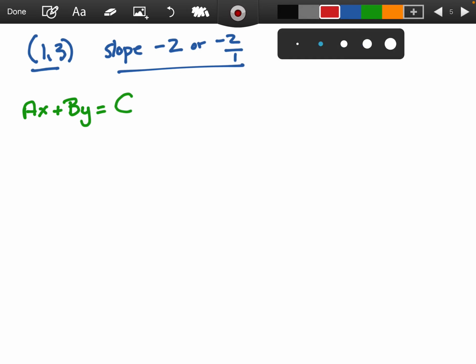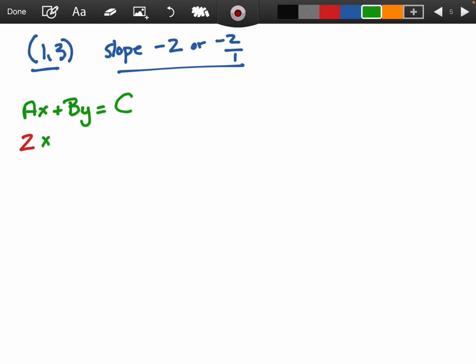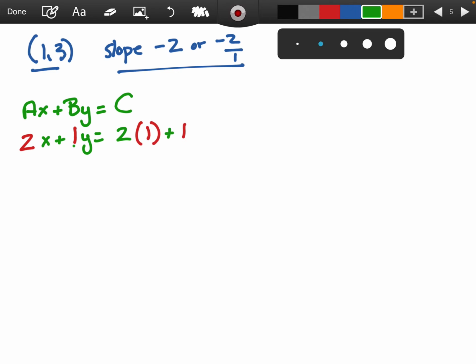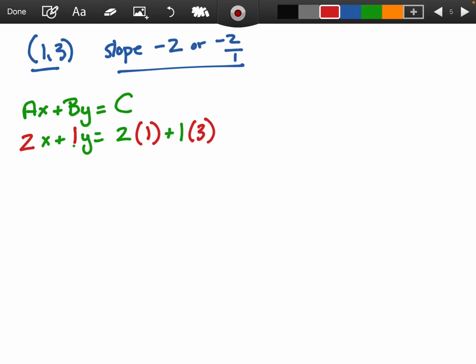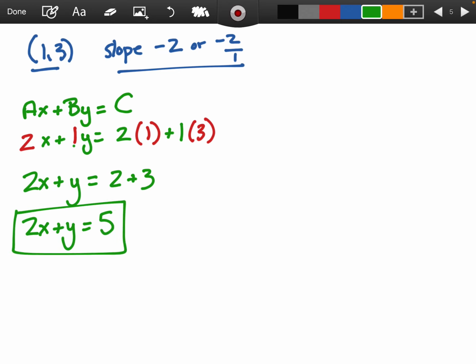So I've got a is 2, x plus b is 1, y equals, and then on the other side I will have 2 times the x coordinate plus 1 times the y coordinate, and then simplify. So 2x plus, I wouldn't usually write a coefficient of 1, so just 2x plus y equals, and then this becomes 2 plus 3, so 2x plus y equals 5. So that is the equation of the perpendicular bisector that went through the original A and B line.